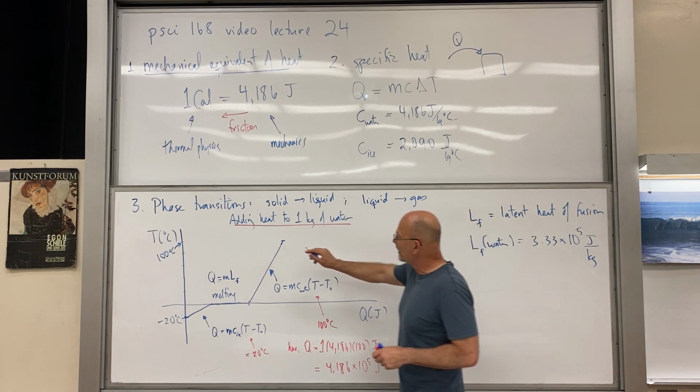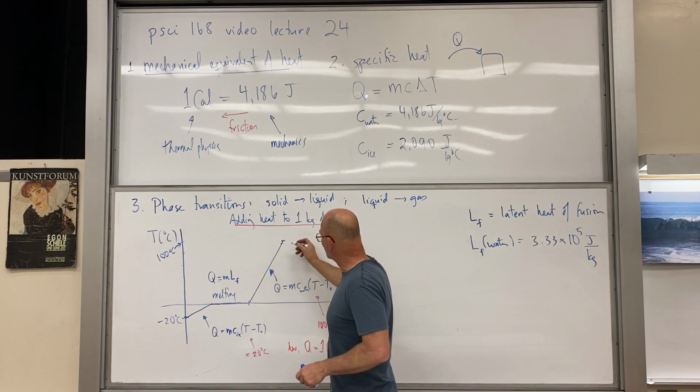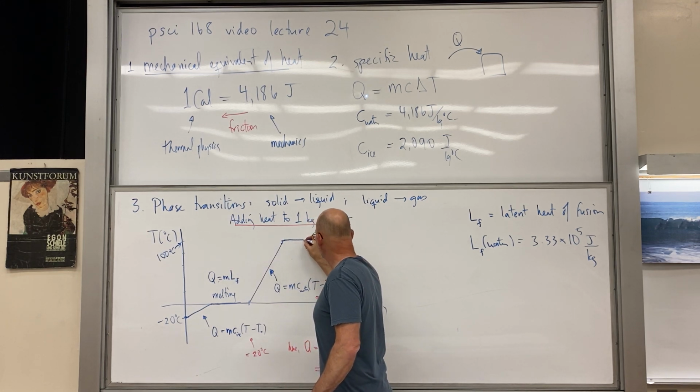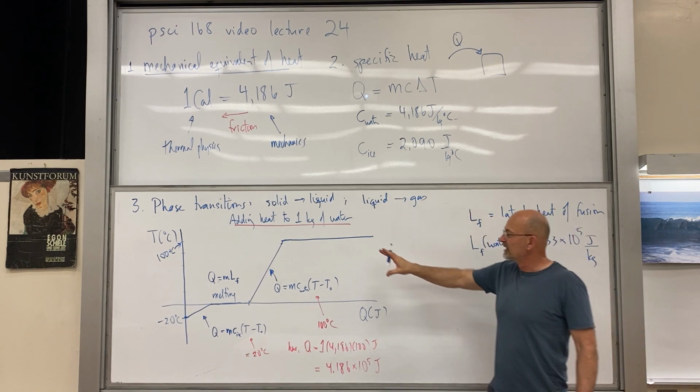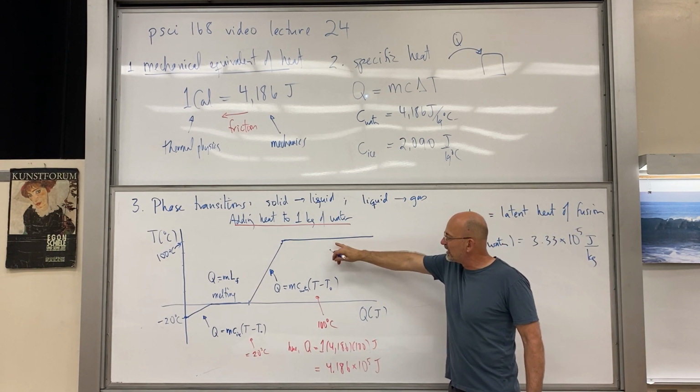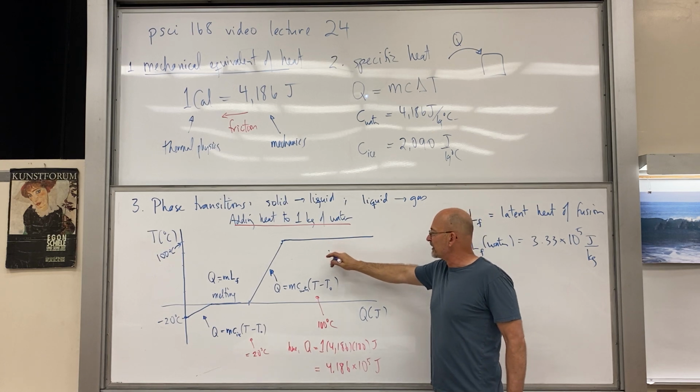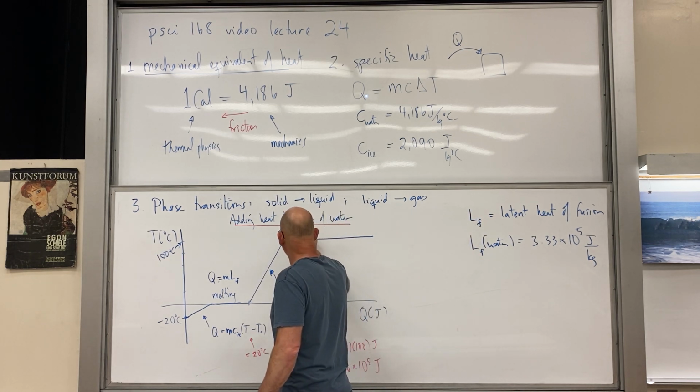Okay, so what happens when the water has now reached 100 degrees? We keep adding energy, it vaporizes. If you keep it at atmospheric pressure, it vaporizes at a constant temperature. So this is vaporization.